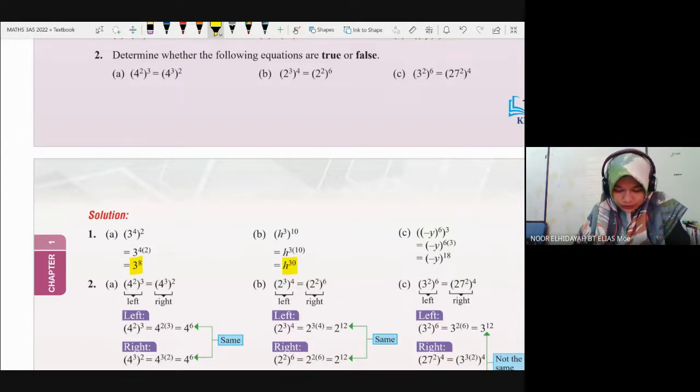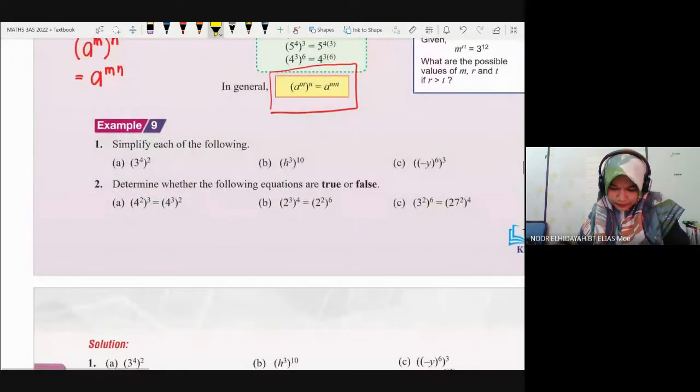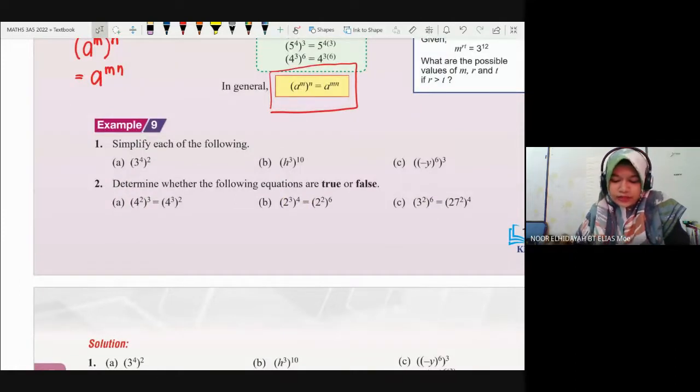Okay, alright. Number 2 ni apa? Okay, determine whether the following equations are true or false. Okay, ni dia involve yang kita dah belajar linear equation. Means that awak dah belajar linear equation, awak tahu equality concept. The equality concept, what is the equality concept? Means that the left hand side and the right hand side have the same value. Okay, cikgu mention ni supaya awak ingat balik apa yang awak belajar semasa form 2. The equality concept, the left hand side equals to the right hand side. The value of left hand side and right hand side are same.